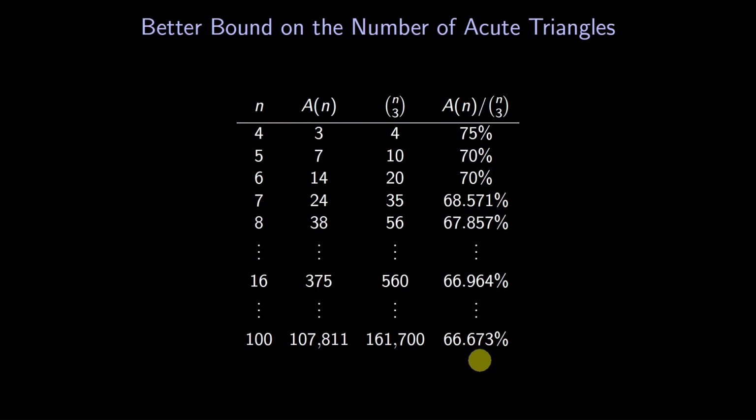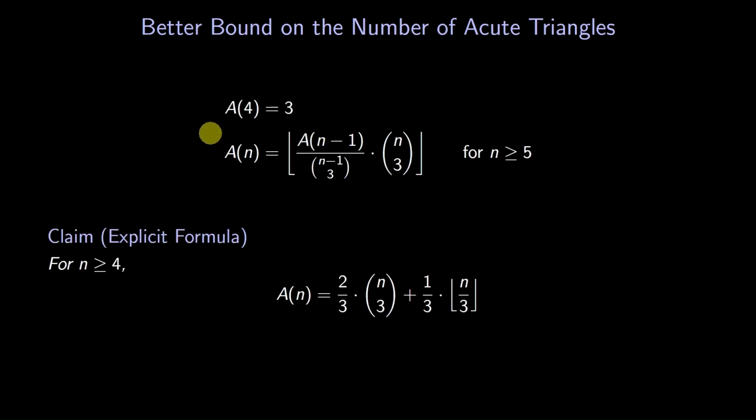The bound for 100 points is 66.6 something percent. Does that ring a bell? It seems suspiciously close to 2/3, and indeed, that's what our bounds are converging to. By staring at our data, and in particular by calculating how far the bounds were from 2/3, I was able to guess a formula for a of n. Here's the formula. The main term is 2/3 of n choose 3, but there's also a secondary term.